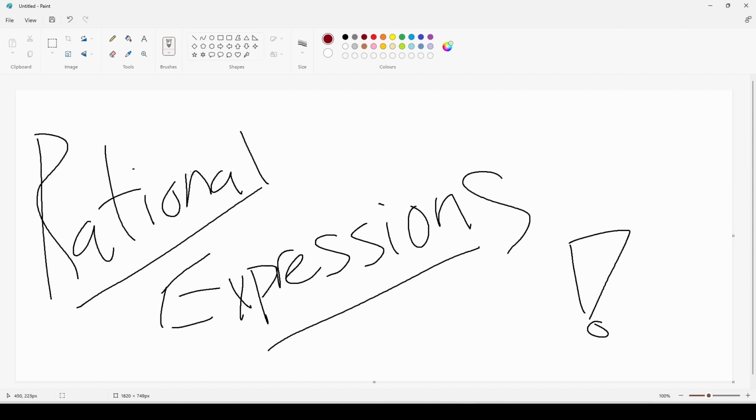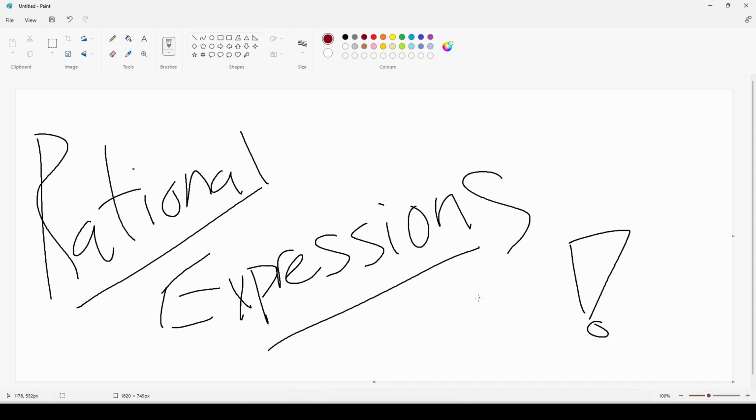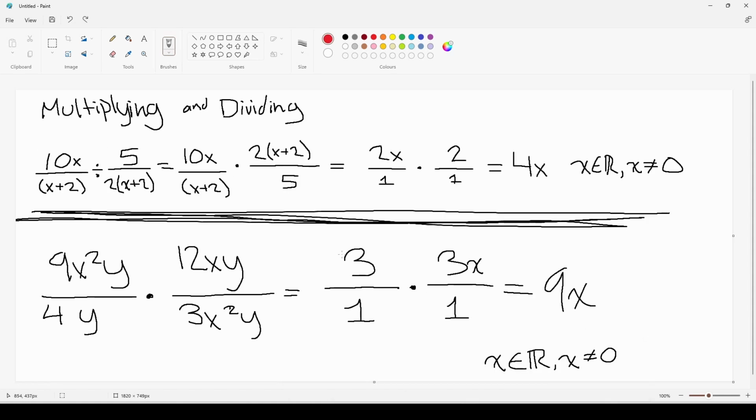Today we're going over rational expressions. This one should be pretty quick. We're finally on to Unit 2. Let's get into it. Let's start with multiplying and dividing. Let's actually just start with multiplying here because they're almost the same thing. Multiplying is just a little bit more simple.